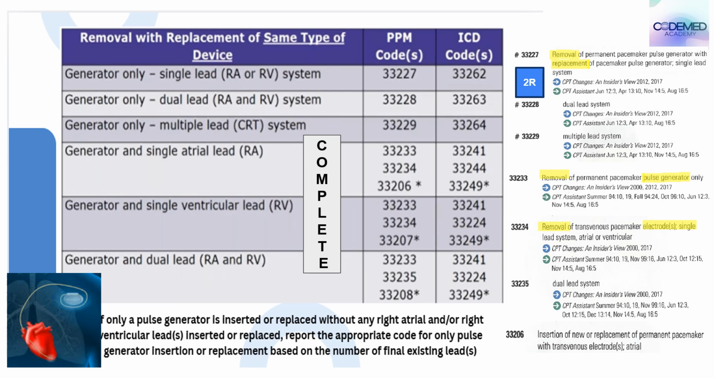And then the third code is 33206. It is the insertion of the new or the replacement of the permanent pacemaker. So suppose this is a system and we are replacing this system. First we remove the pulse generator and then the lead, and then we replace it. Replacement is by one code, but for removal we have to remove this separately and remove this separately. So this is very important and you need to read the code language carefully.